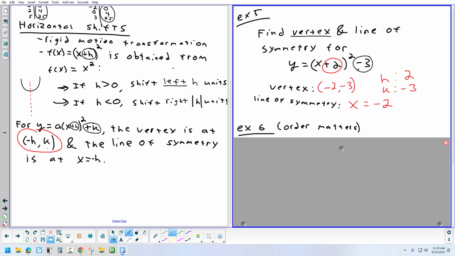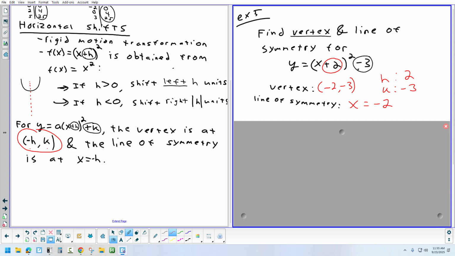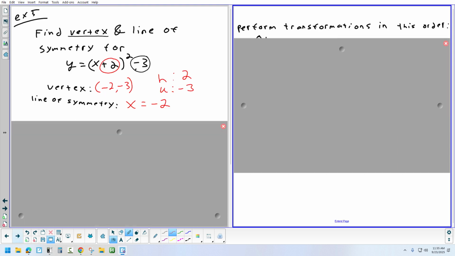Okay. Any question on that one? Vertex and line of symmetry. Now, next one we're going to talk about the order that you write the transformations in is going to matter. So at this point, I should tell you the order that you should follow.